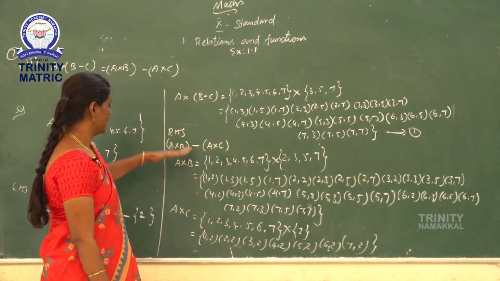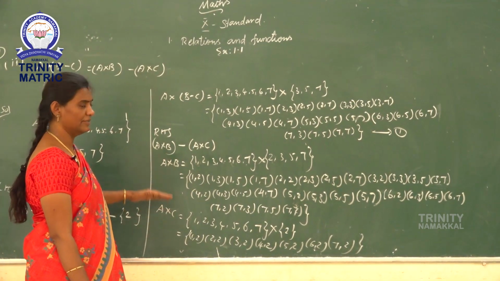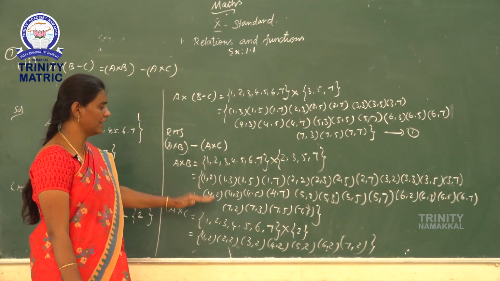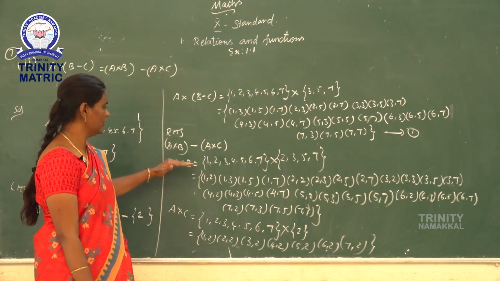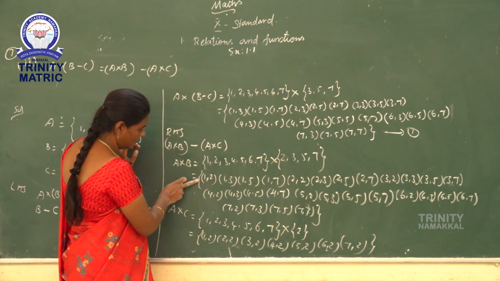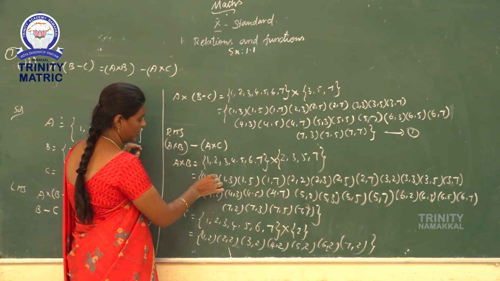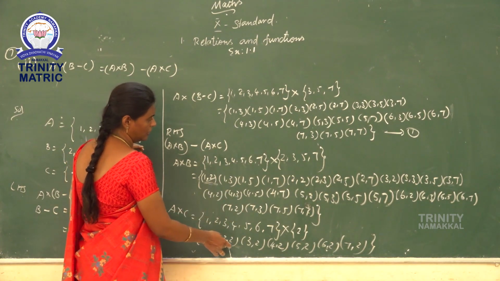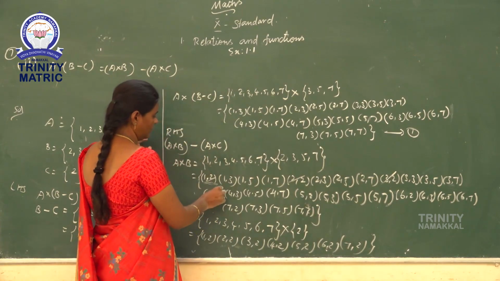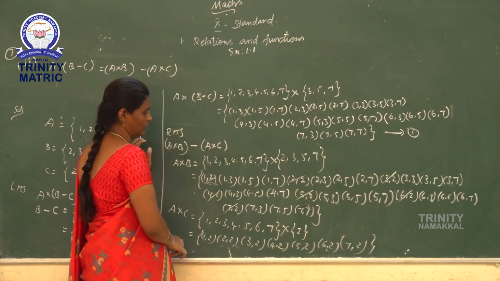Now we find the difference between A cross B and A cross C. What is the difference? The elements only in the set A cross B. If you have any common element, you strike it out, then you write the remaining elements in A cross B. See here, (1,2), here also (1,2), so we won't write (1,2). Here (2,2), here also (2,2), we won't write. (3,2), we won't write. Then (4,2), (5,2), (6,2), (7,2).